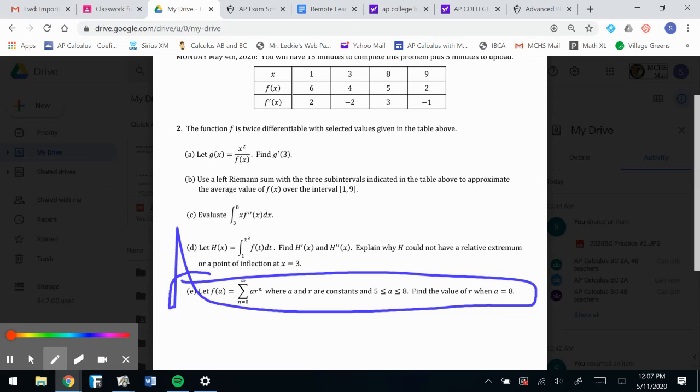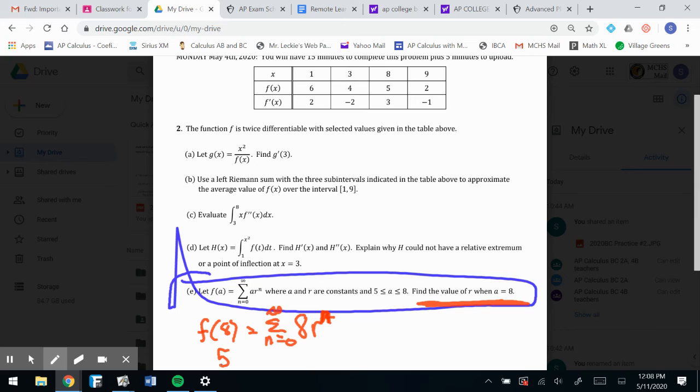How is this one different? Well, let's see. They say find the value of R when A is equal to 8. All right, so hopefully you just said, okay, let's just plug some stuff in. We've got to find R, but they give me all this A stuff. All right, so let's plug in that A, and what do we got? R to the n. All right, and then f of 8, I know what f of 8 is. f of 8 is 5.